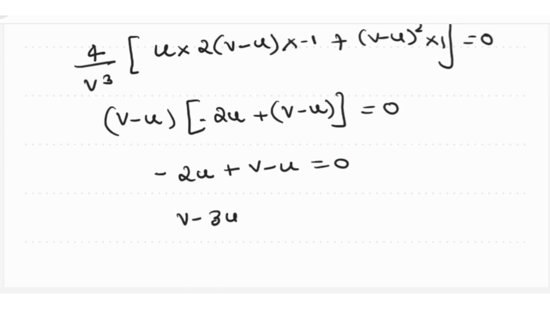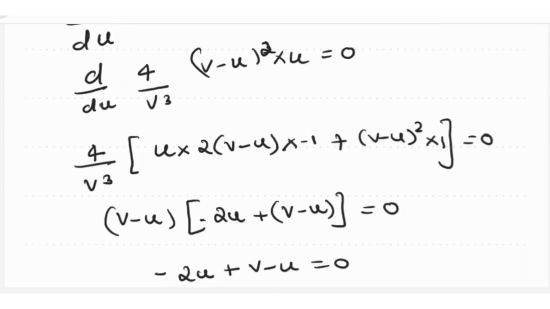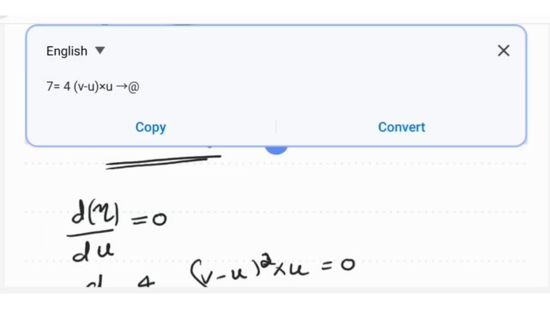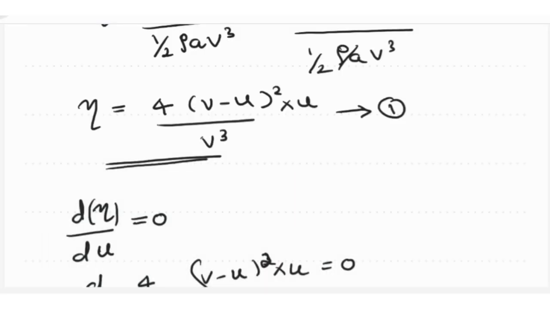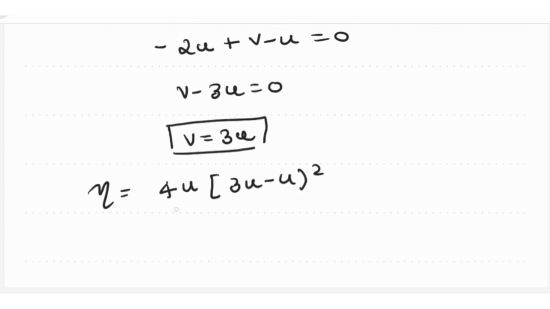V minus 3u is equal to 0, so that is v is equal to 3u. So substitute this value in the equation number 1, in the equation for eta. So eta is equal to 4 into u into v is 3u minus u is u itself divided by v cube, so that is 3 into u cube.